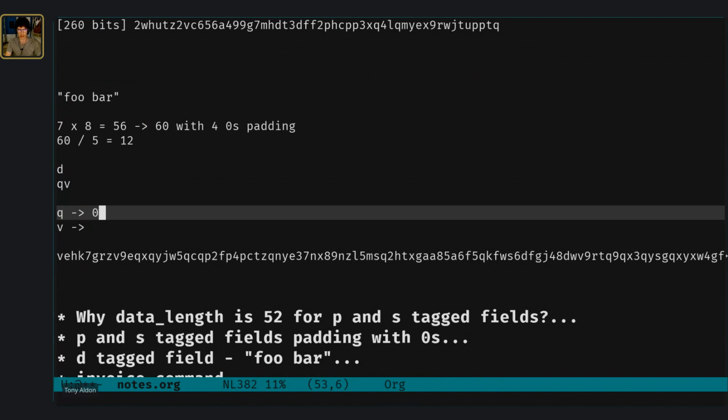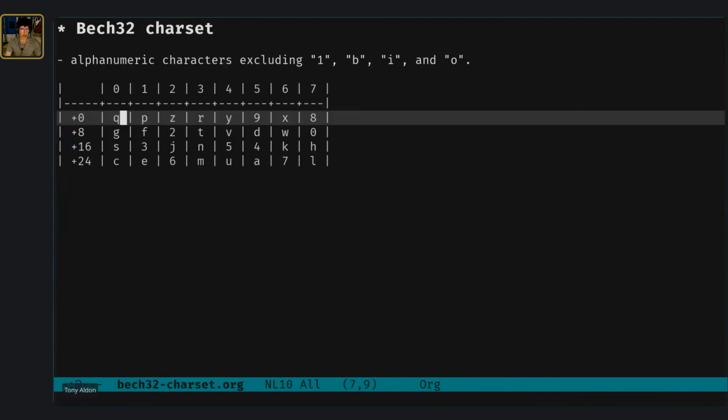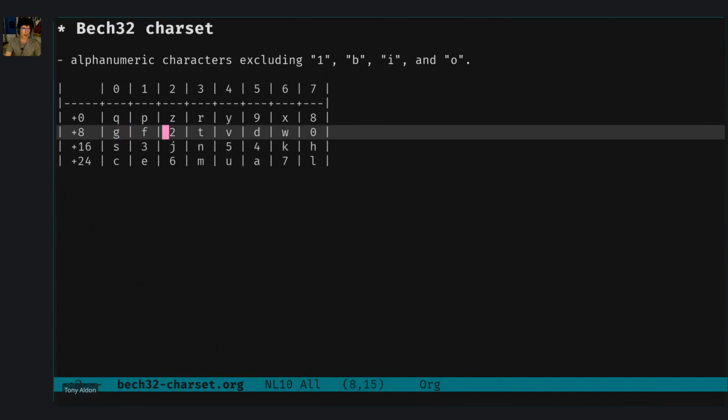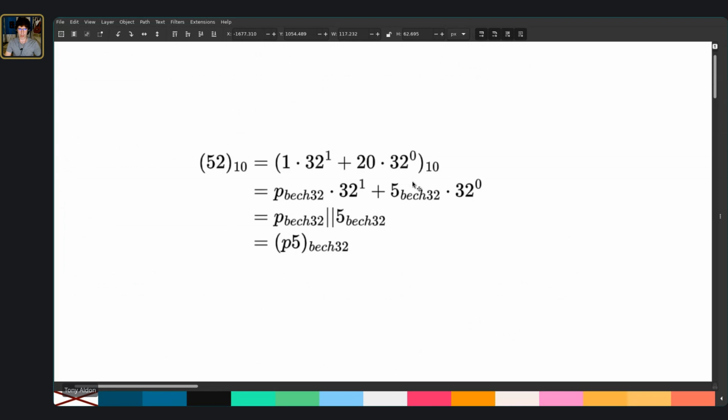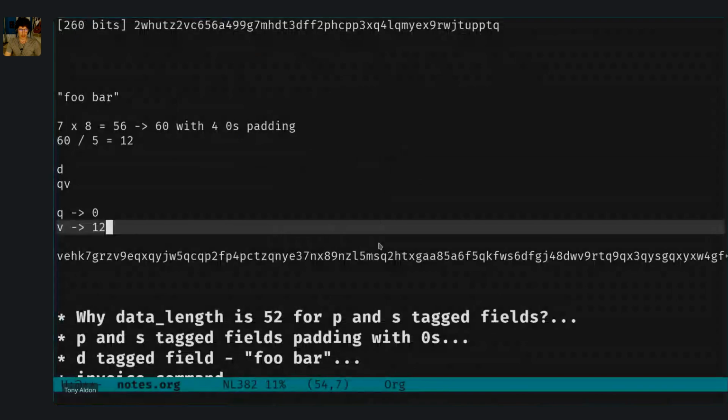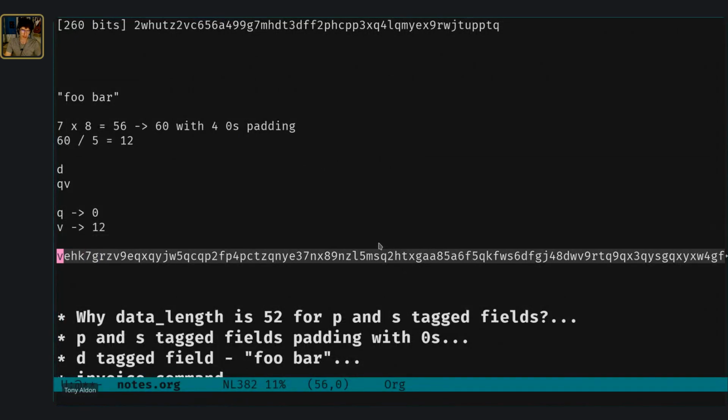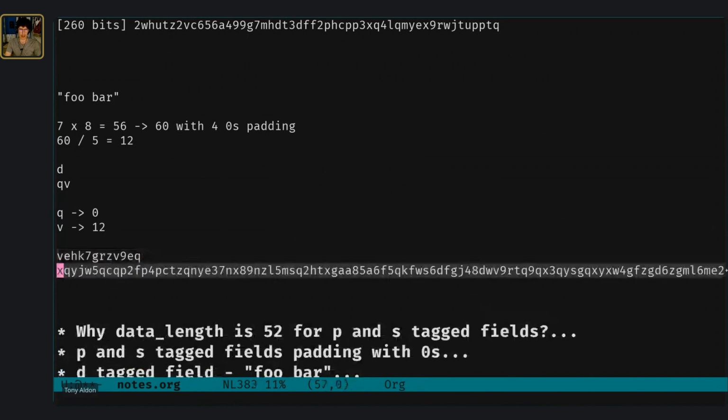We have the Q, 0 for Q. And V, we go to Bech32, and V, where it is. V, this is 8 plus 4 here. So this is exactly 12. And this is what we see here. So we have 0 here, so that first part doesn't count, and we have only 12 here. So 12 characters. So let's jump to 12 characters, which is here.